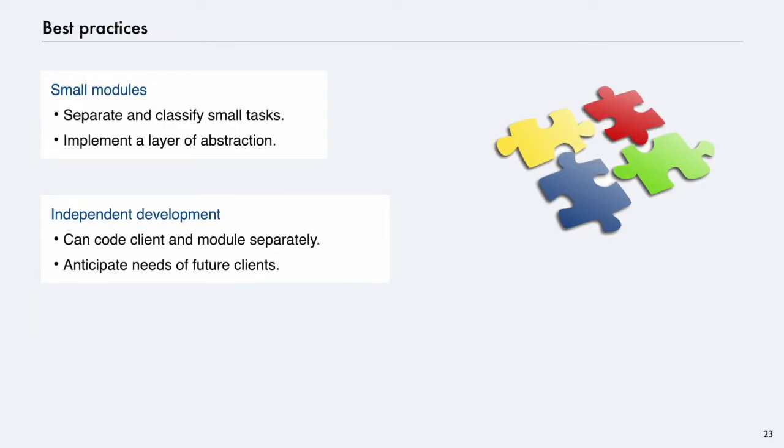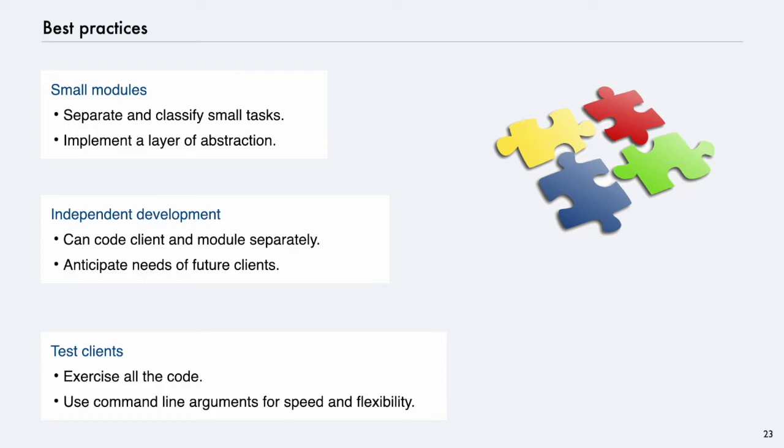So some best practices when you're designing modules: you want to keep them small and separate. You want to have a layer of abstraction. Your client and your module are developed separately, but you do want to plan for future needs. So if you were making a student information system and you had a field of first name and last name and a student number, if you think about information that you might need in the future, you might need an address.